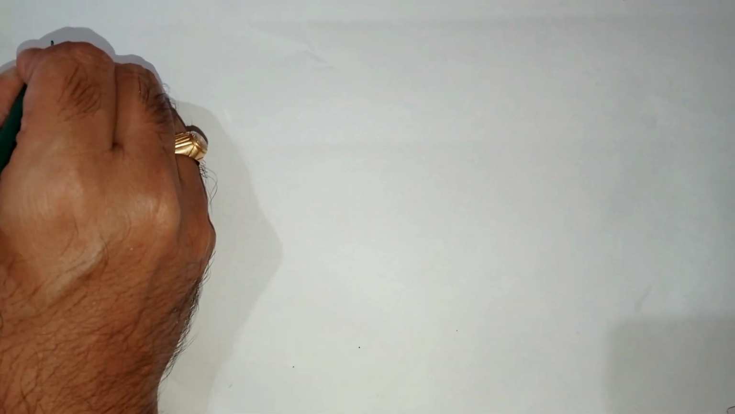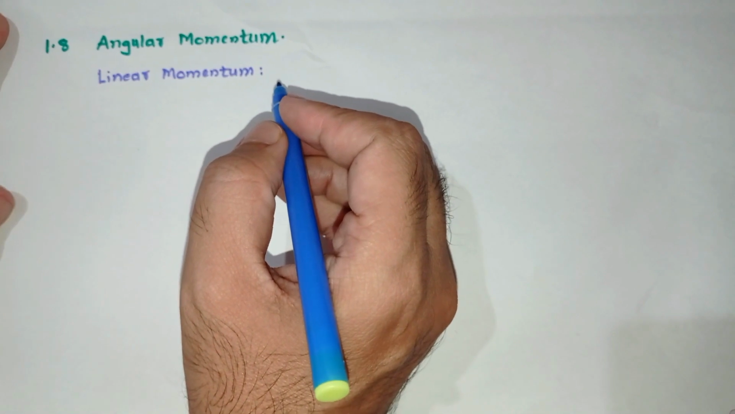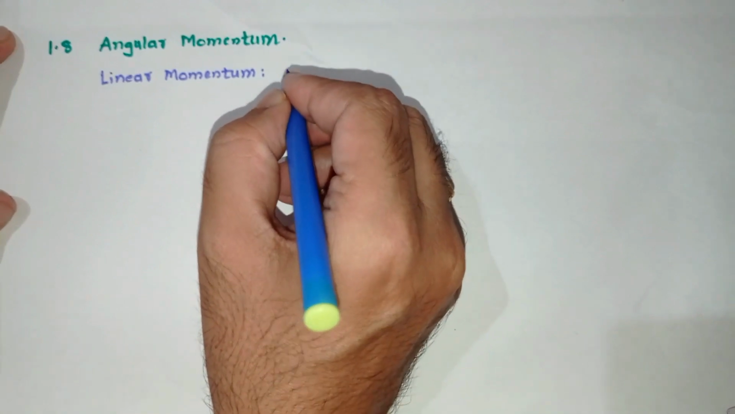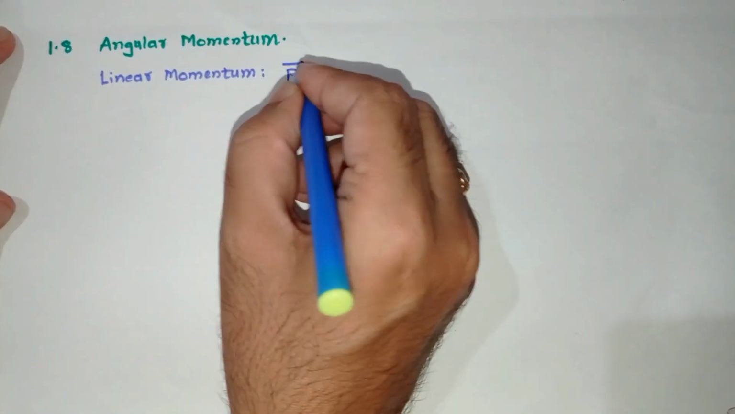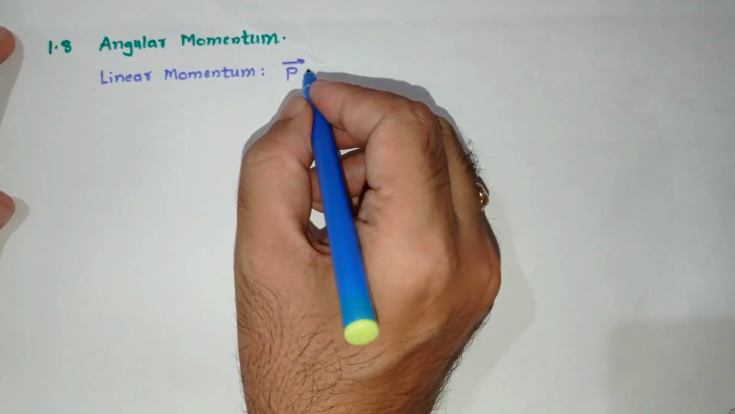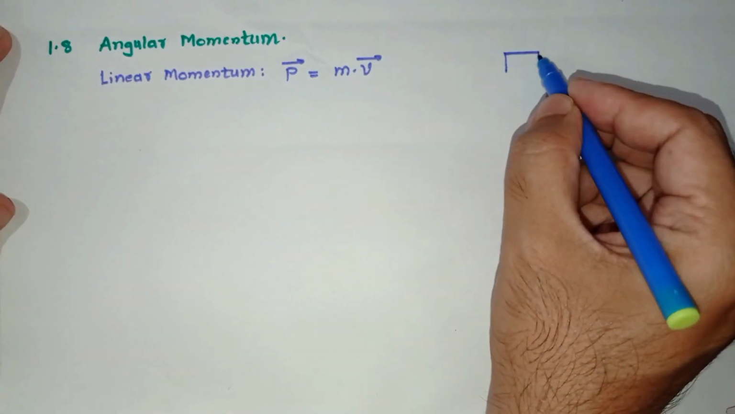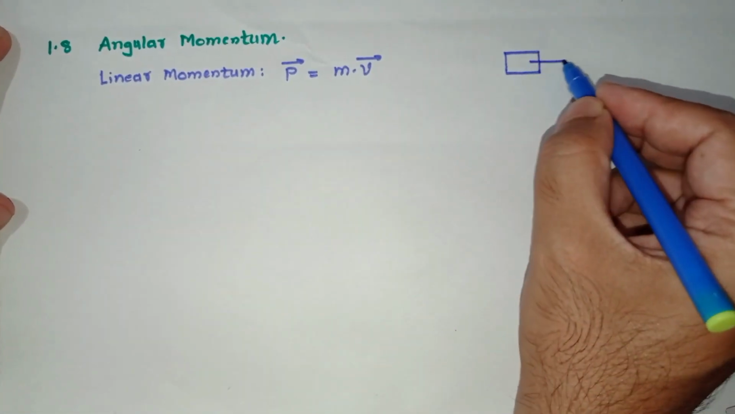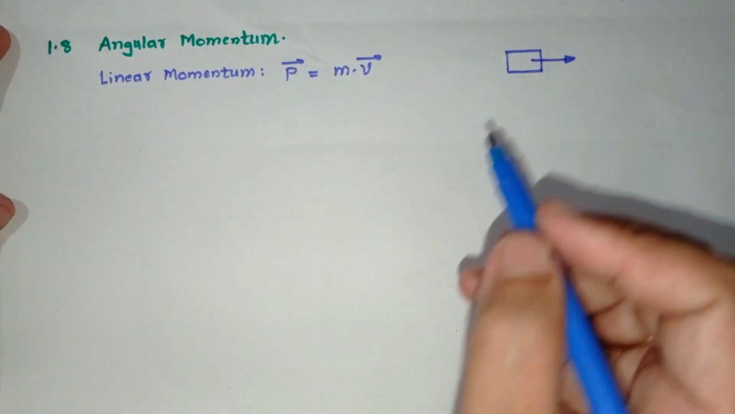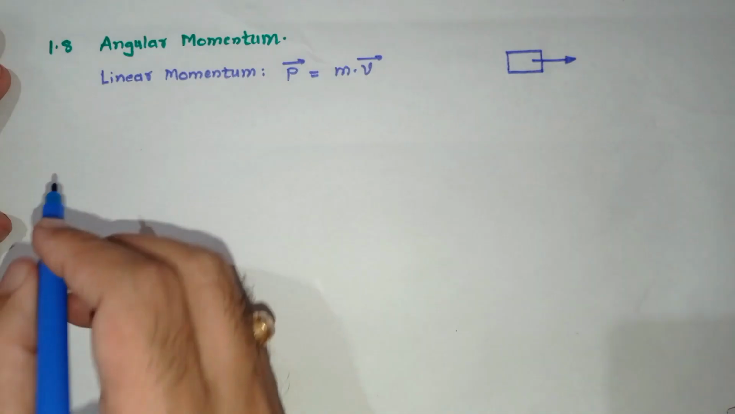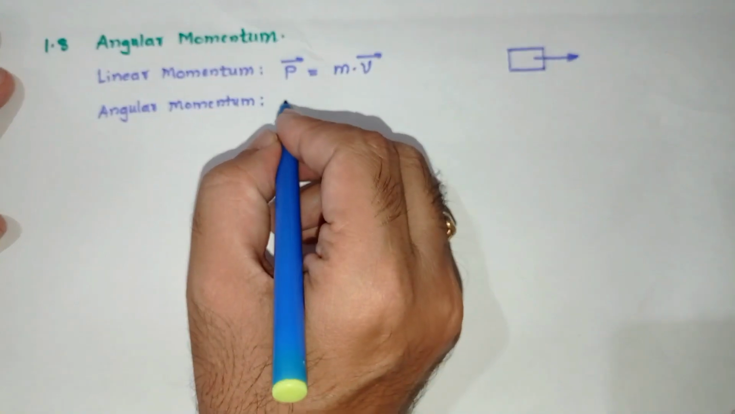Today we'll see angular momentum. First we'll see the linear momentum. Momentum is a vector quantity. It has both direction and magnitude. Linear momentum is given by the letter P. This is equal to the product of mass and velocity. If an object is in motion, then we can say the object is having linear momentum. Now angular momentum, it is denoted by L.